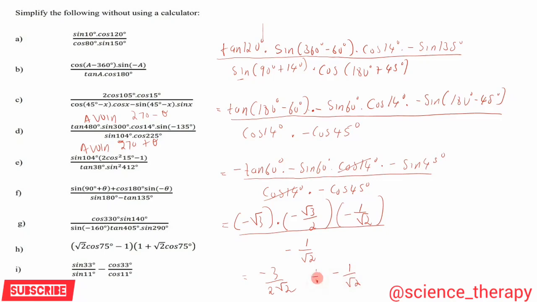So that's a divide, and if I write it in terms of the reciprocal, I have 2 over negative 3 over 2 root 2 times negative root 2 over 1. Now the root 2 and root 2 will cancel. Negative and negative is a positive, so I have 3 over 2. So that becomes my solution.